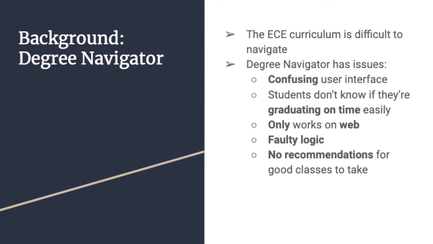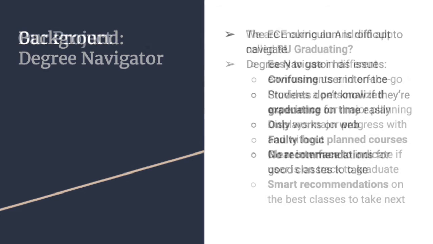The user interface is antiquated and there's no clear indication if a student is on track. It's only available on web, and Degree Navigator has faulty logic in its backend, which makes students have to go to their advisors to manually fix the issues. And finally, Degree Navigator doesn't provide students with recommendations on what to take next.